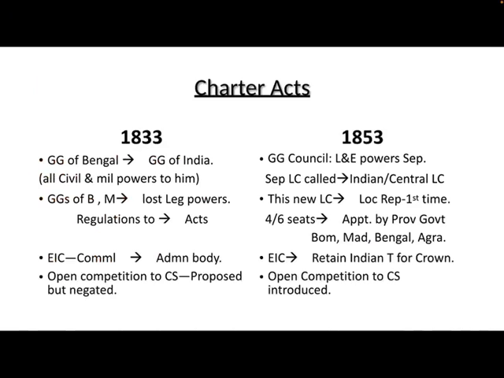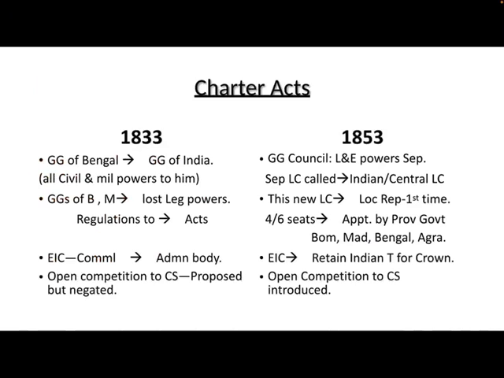Out of 6, the 4 seats were appointed by the provisional governments of Bombay, Madras, Bengal, and Agra. So that's an important thing. This is in continuity: the Governor General's council became large, and he thought, okay, I will separate the legislative and the executive powers. And a separate legislative council was also formed, the Indian or Central Legislative Council. In this legislative council, the majority were Indians, and they were appointed by the provisional governments of certain places. So this is the first point you can say.